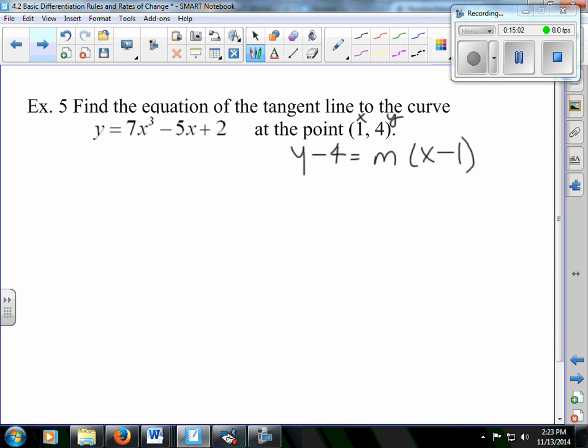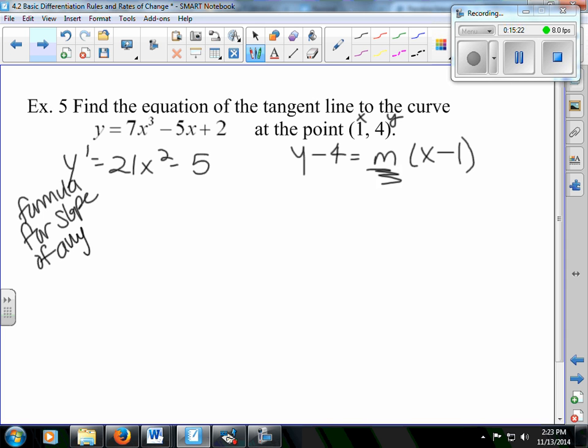Okay, and so the question is, what's the slope? Well, the slope of the tangent line is the derivative. So I'm going to find the derivative, 21x squared minus 5. This is a formula. It will tell you the slope of any tangent line.